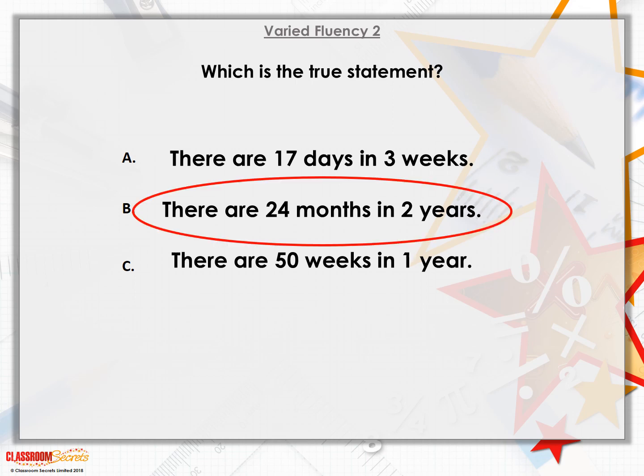So the only true statement out of all of those was B. There are 24 months in 2 years. We know in 1 year there's 12 months, so 12 times 2 is 24. A is wrong because there are 7 days in 1 week and 7 times 3 would be 21. So A is false. And C, there are 50 weeks in 1 year. No, there are 52 weeks in 1 year. So you should have learnt that yesterday and hopefully remembered that.